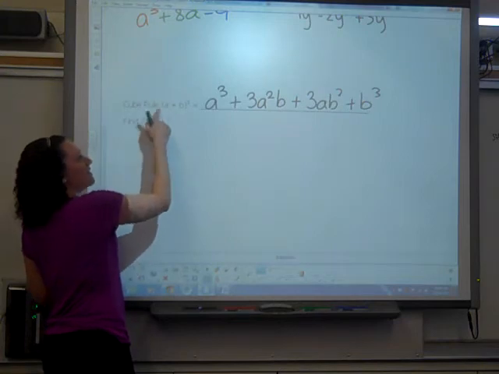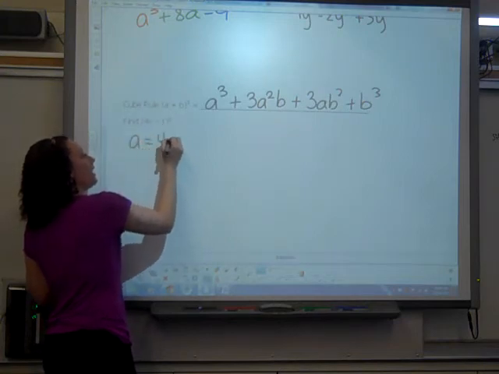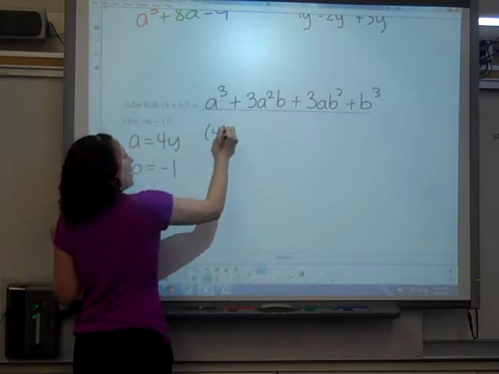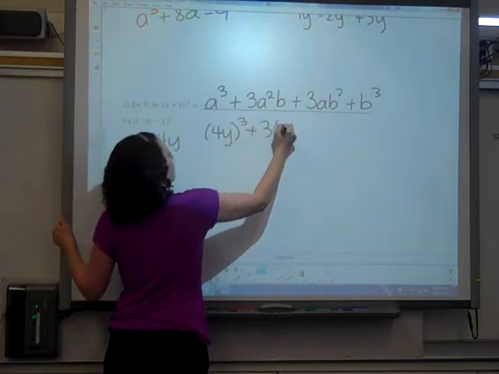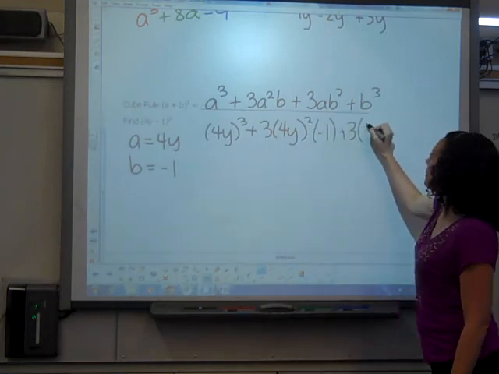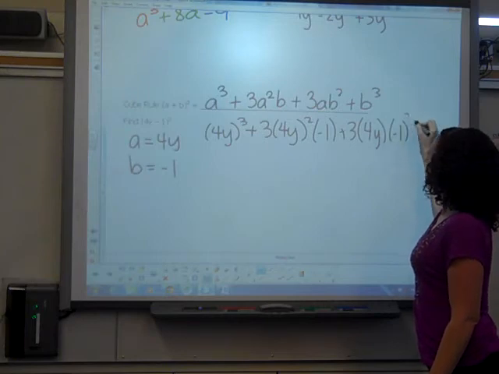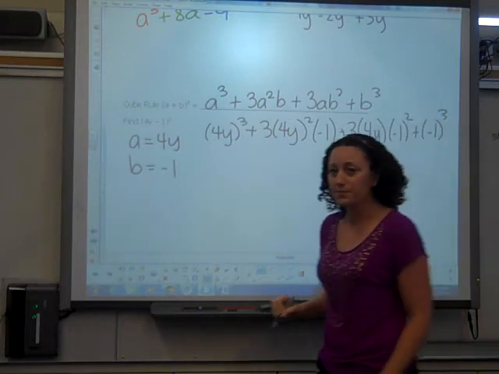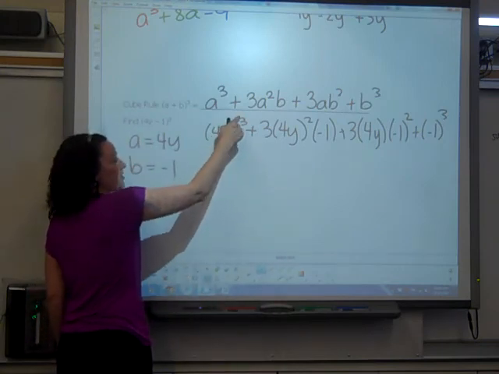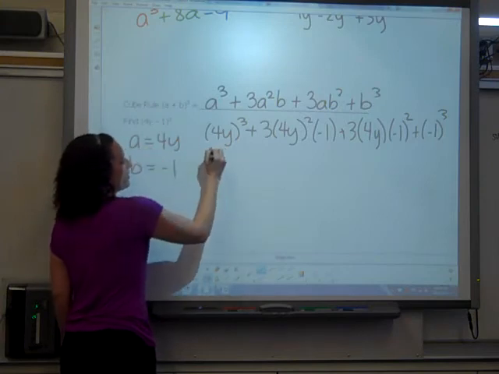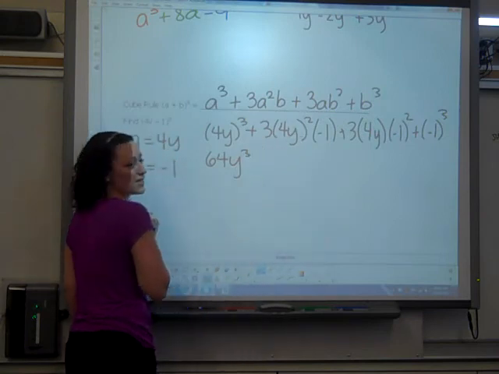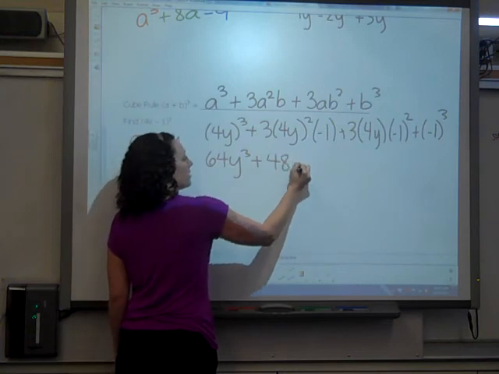So let's see if we can figure this out. In this example here, a would be 4y, and b would be negative 1. If I replace each of those with what I have here, I'd have 4y cubed plus 3 times 4y squared times negative 1 plus 3 times 4y times negative 1 squared plus negative 1 cubed. Let's make sure we don't forget to distribute that exponent to each part. So I have to do 4 to the third as well as y to the third. 4 to the third is, I believe, 64. Here I have to do exponents first, so 4 squared is 16 times 3 is 48.